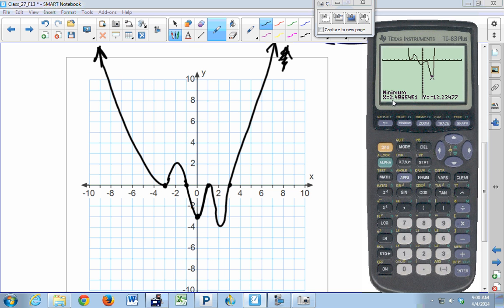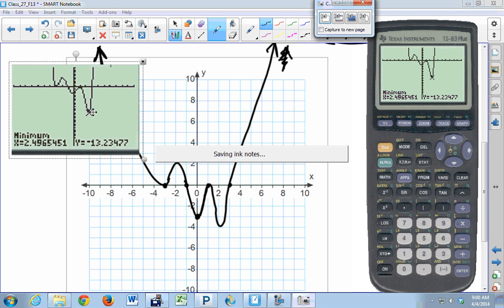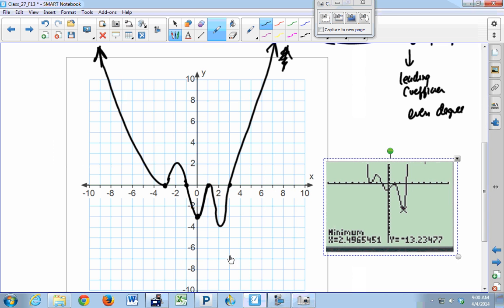There it is. It's at x equals 2.49651, and that's the lowest, the minimum value. That's the absolute minimum. There's no other y value that's ever going to be lower than negative 13.23477. That is your minimum in this entire function. Why? Because your arms go to positive infinity, so you'll never get anything lower than that. So that's the real graph.